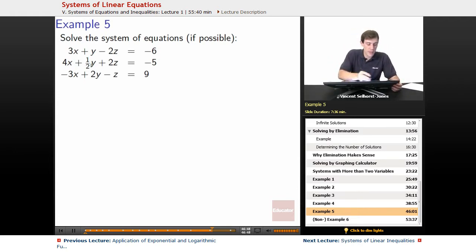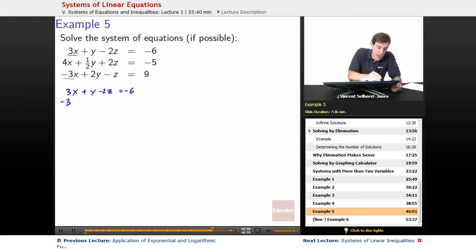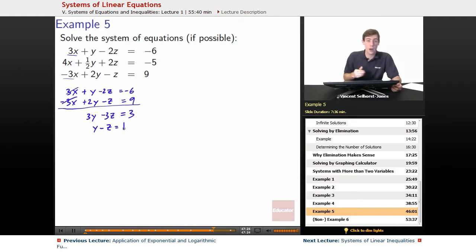All right, so at this point I notice we've got 3x here and negative 3x here, so I'm going to add those two equations and I'll get cancellation. 3x plus y minus 2z equals negative 6, and negative 3x plus 2y minus z equals 9. We add those two together, put a line under it. 3x and negative 3x cancel out, so we've got 3y minus 3z equals positive 3. Let's divide everything by 3 to make it a little bit simpler. y minus z equals 1. Okay, now we'll come back to that in a few moments.